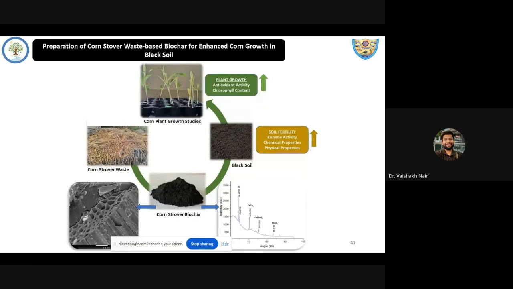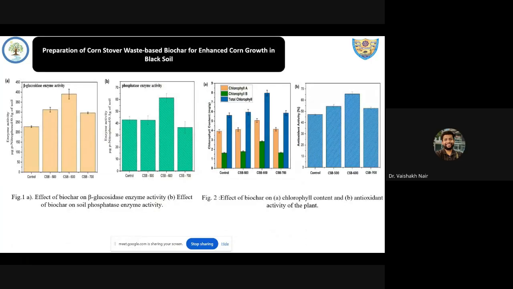So we made a biochar out of it, and we used black soil, which is one of the major soils in this region. And we did the same trace studies to see the plant growth. Here, I want to talk about two properties: what we studied was the antioxidant and the chlorophyll content of the plant. The first figure shows enhancement in the enzymatic activity. The second figure shows that the chlorophyll also increases. Chlorophyll means more sunlight is taken, the photosynthesis is good, the plant is healthy.